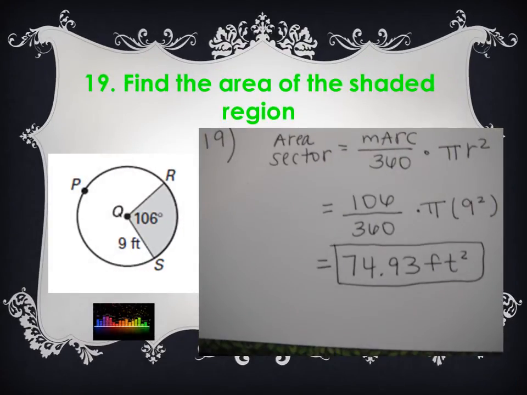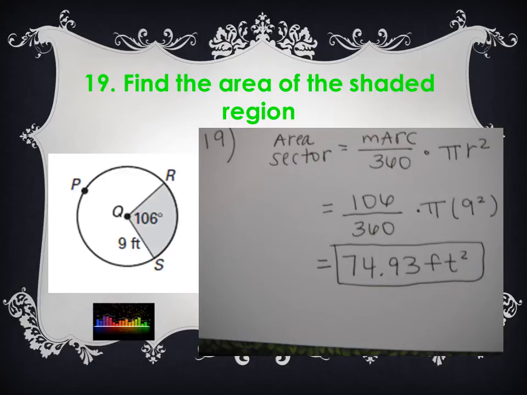This problem asks us to find the area of the shaded region. This is the same as finding the area of a sector. The sector of a circle is a piece of the entire circle. Therefore, we need to find that piece and multiply it by the entire area of the circle. You are not given this formula on your formula sheet. The piece of the sector is represented as the measure of the arc that's formed from the sector divided by the entire circle, which is 360, times the entire area, which is pi r squared.